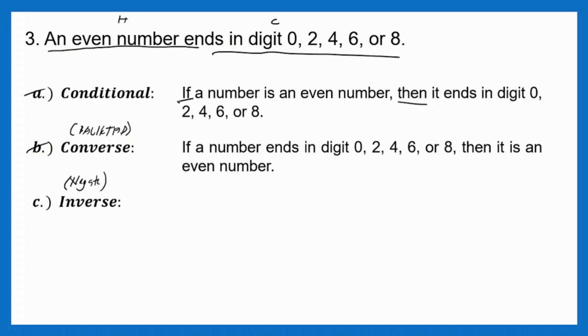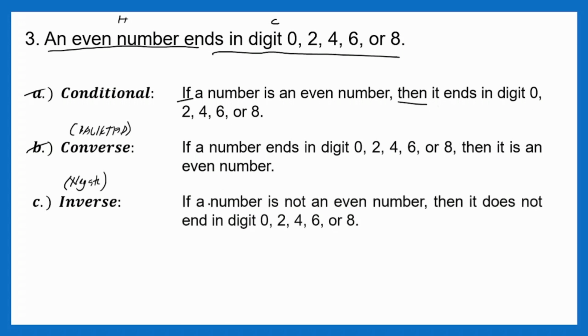So, dapat yung conditional. Inulit ko lang ito. If a number is not an even number, then it does not end in digit 0, 2, 4, 6, 8. Naging not na yung hypothesis, naging not na din yung ating conclusion. Ganun lang ang gagawin for inverse.